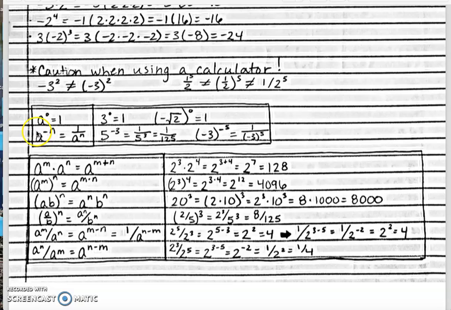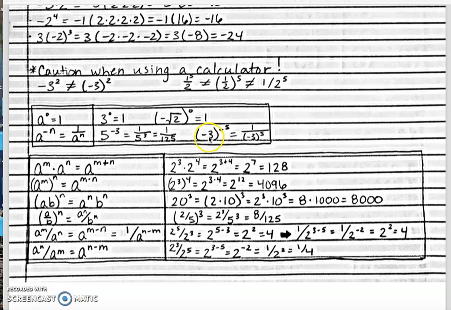Also, anything to a negative exponent means that that base and exponent need to move across the fraction. So if we have just a base to a negative exponent, that's the same as 1 over that base to the positive exponent. Okay, so here's an example. If I have 5 to the negative 3 power, that's the same as 1 over 5 to the positive 3 power. So that 5 and 3 moved across the fraction bar into the denominator.